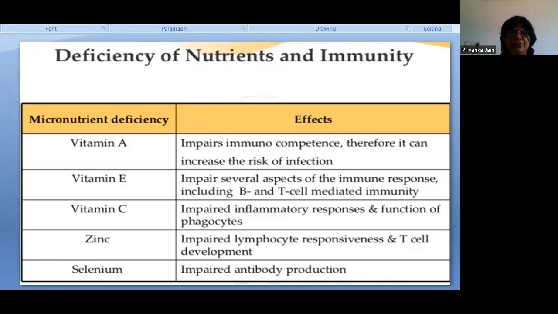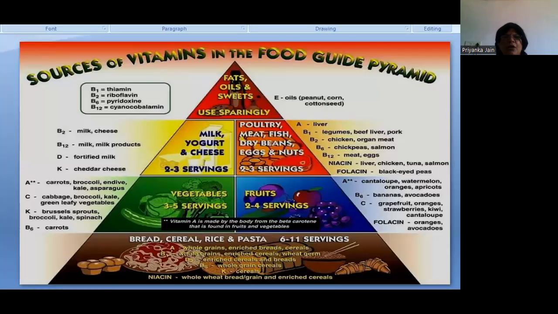Vitamin A micronutrient deficiency impairs immunocompetence, therefore it can increase the risk of infection. Vitamin E impairs several aspects of immune response, including B and T cell immunity. Vitamin C impairs inflammatory responses and function of phagocytes. Zinc impairs lymphocyte responsiveness and T cell development. Selenium impairs antibody production.